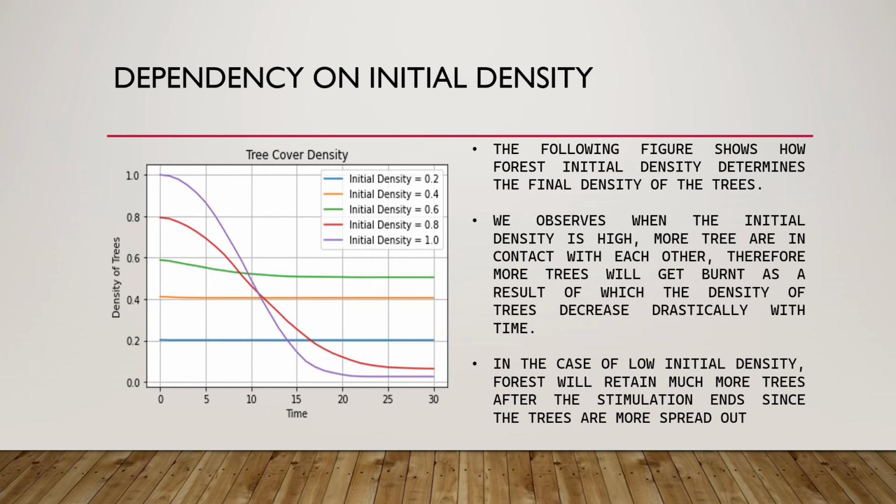This figure shows how the forest's initial density determines the final density of the trees. We observe that when the initial density is high, more trees are in contact with each other, therefore more trees will get burnt, as a result of which the density of trees decreases drastically with time. In the case of low initial density, the forest will retain many more trees after the simulation ends.